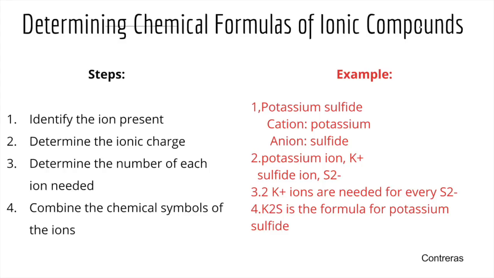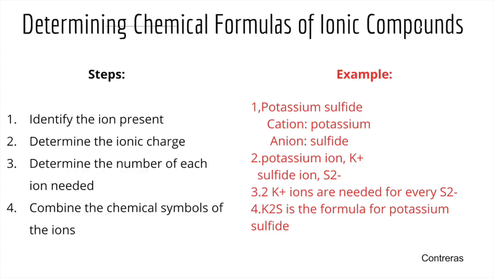Determining a chemical formula of an ionic compound from its chemical name. First, identify the ions present, both cation and anion, from the name. For example, potassium sulfide. The cation is potassium and the anion is sulfide. Second, determine the ionic charge of the ions. Using the same example, potassium becomes K positive and sulfide becomes S with a charge of -2.